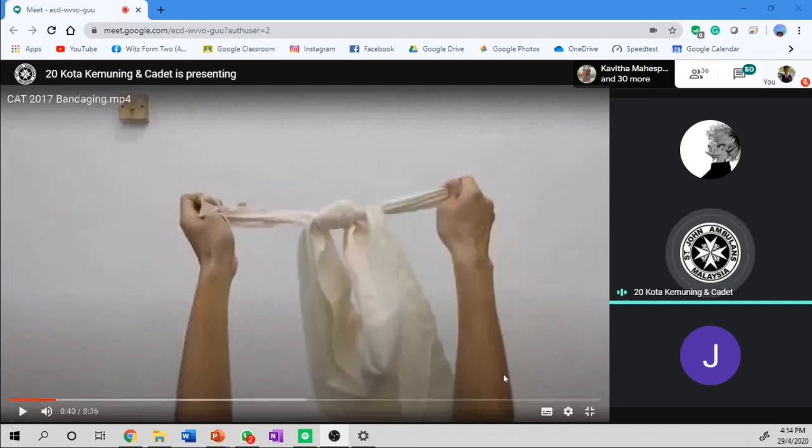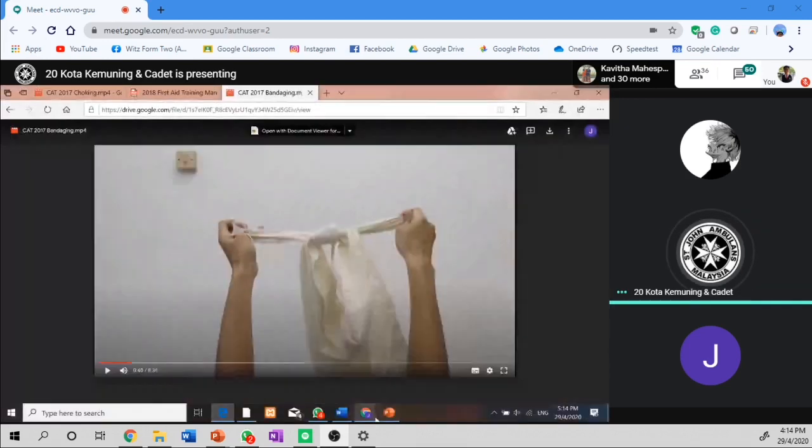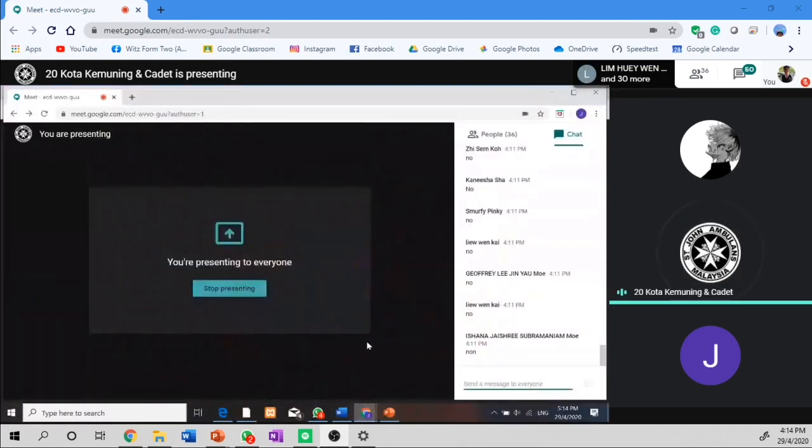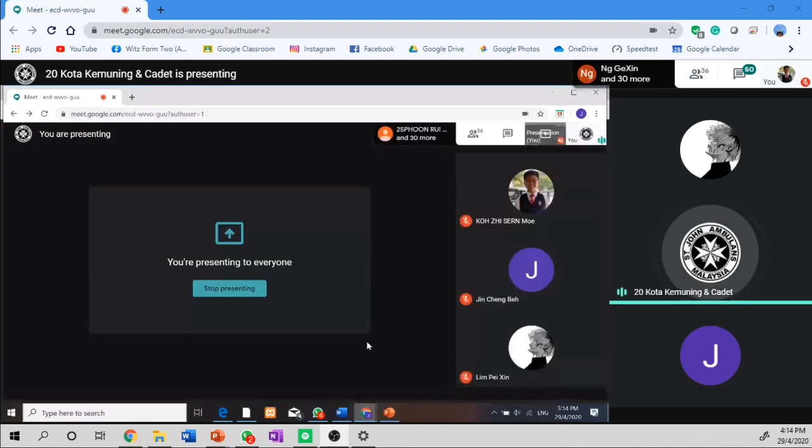You guys get that? You guys see that? Can you guys try with the cloth you guys have? Try left to right and right to left. See whether you guys can get the reef knot.